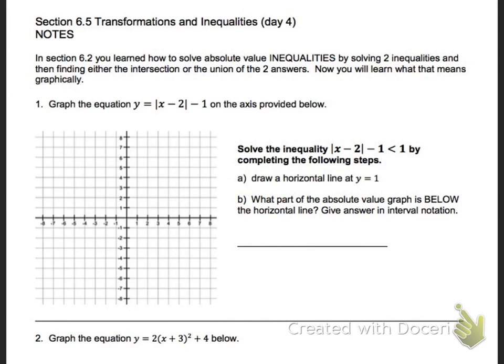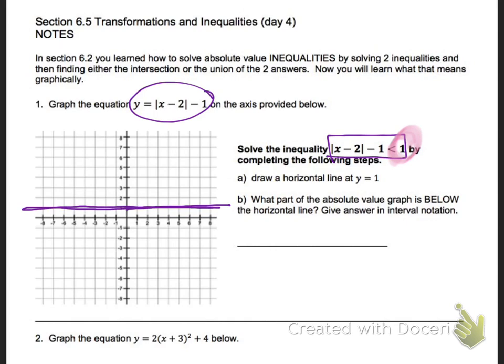So we have y equals absolute value of x minus 2, minus 1. And we're going to solve this inequality graphically by the following steps. First, we're going to draw the horizontal line at y equals 1. This is kind of like our above, below. This is our horizontal line.